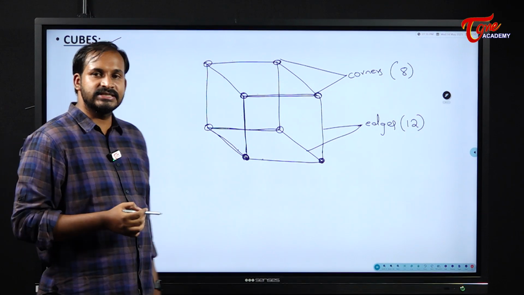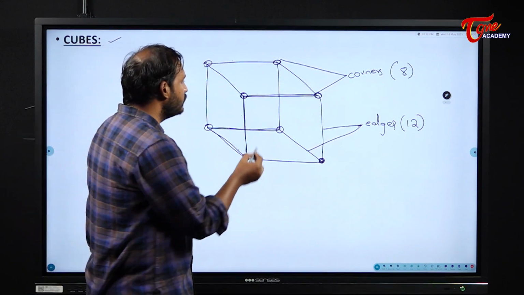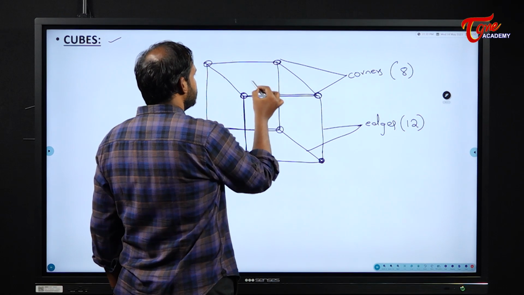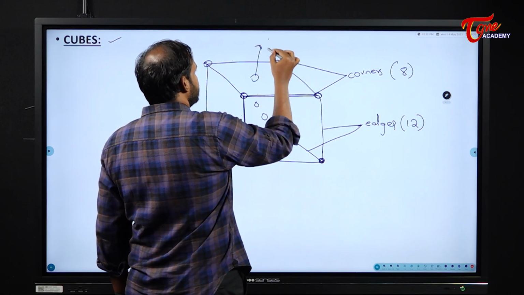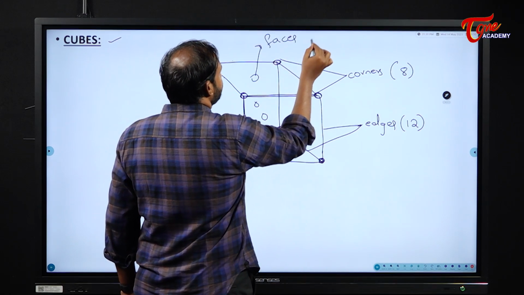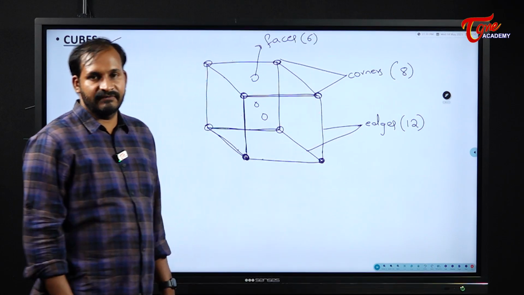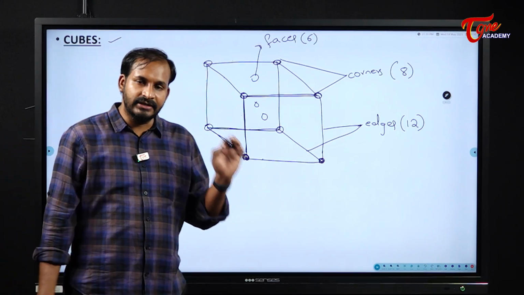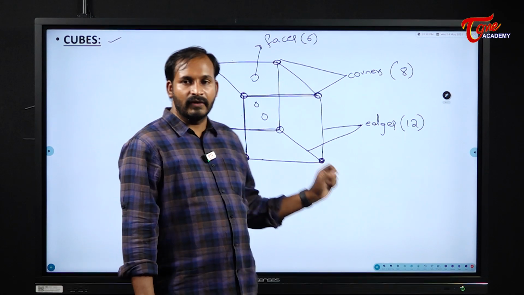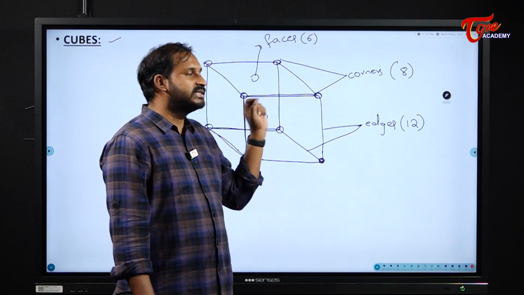And how many faces does a cube have? These are called faces, students. A cube will have 6 faces. A cube has 8 corners, a cube will have 12 edges and a cube will have 6 faces.